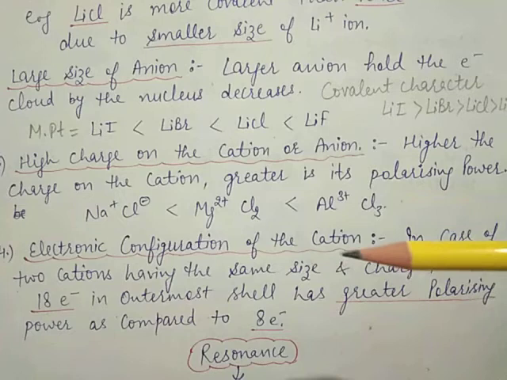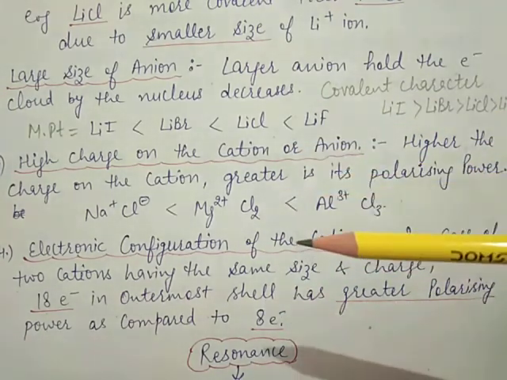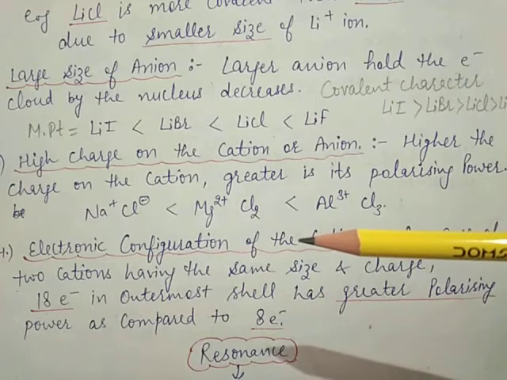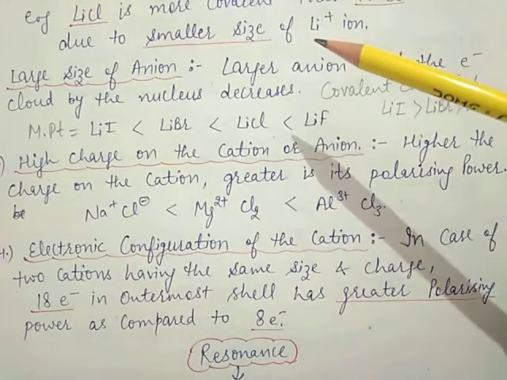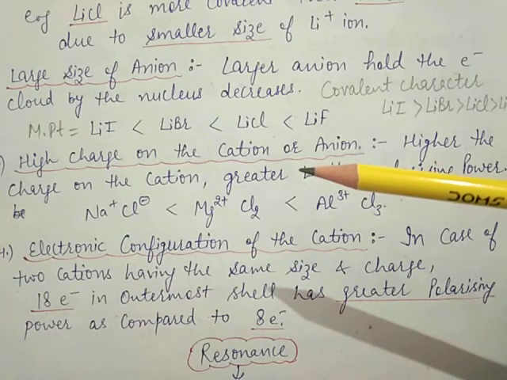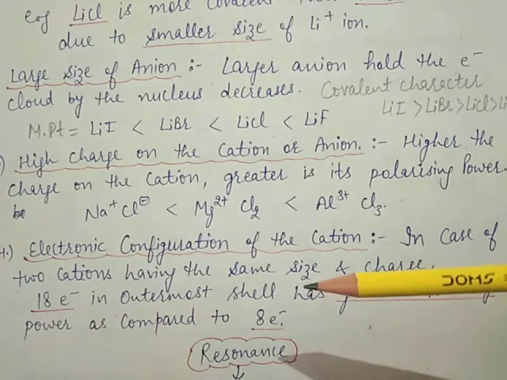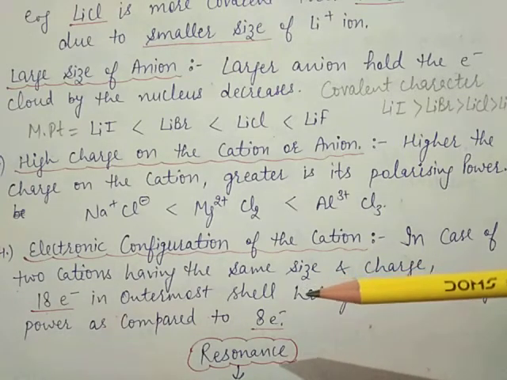So according to Fajan's rule, the covalent character will be favored by small size of cation, large size of anion, high charge of cation and anion, and cations having an 18 electron shell. These are favored for covalent character.